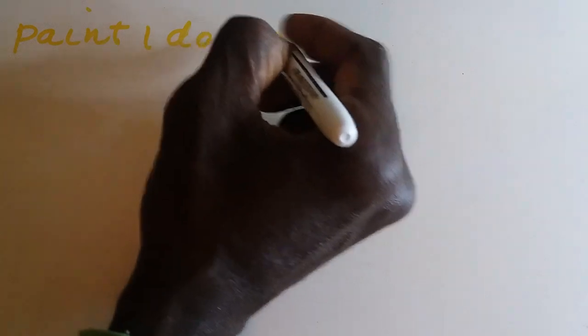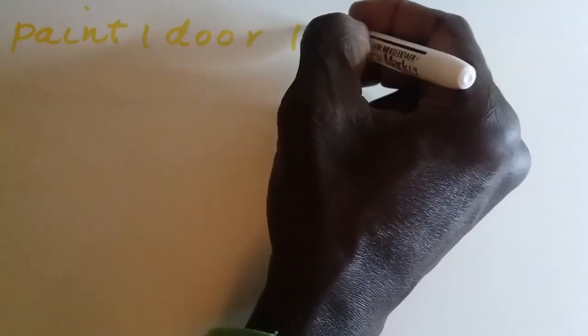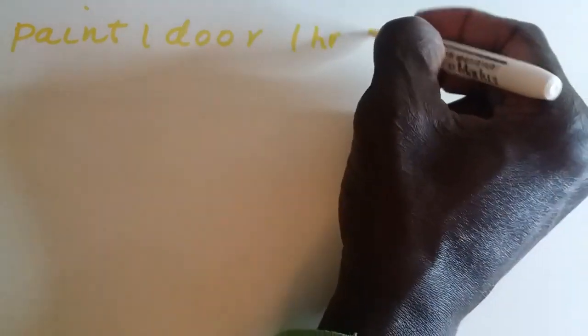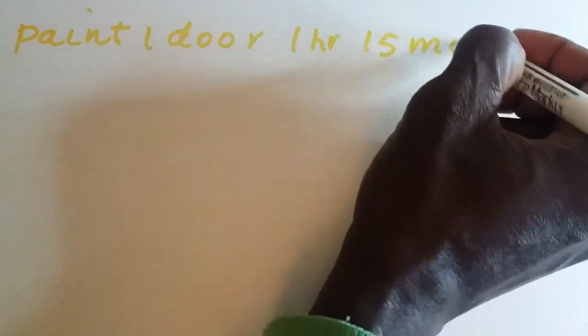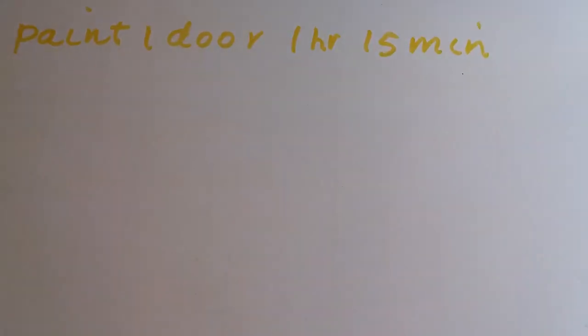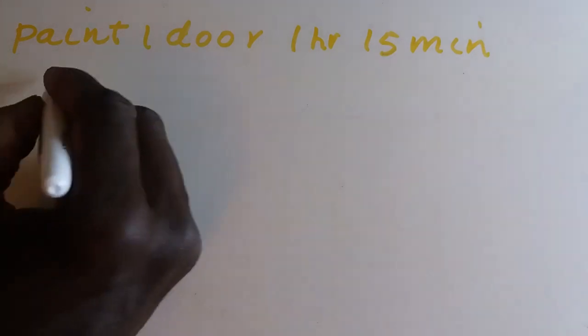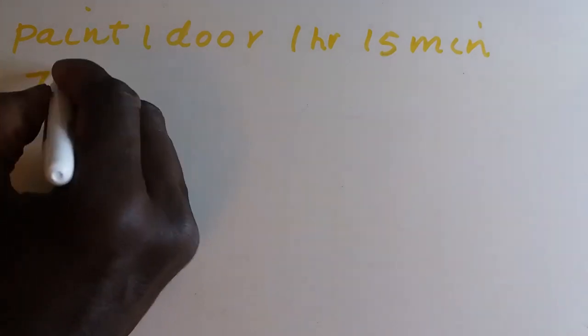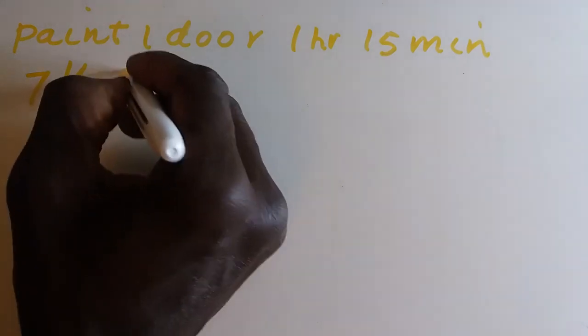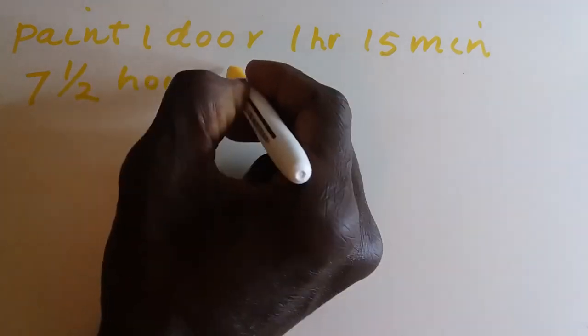Here we have a word question. A man can paint a door, so he can paint one door in 1 hour and 15 minutes. How many similar doors can he paint in 7.5 hours? So how many doors can he paint in 7.5 hours?